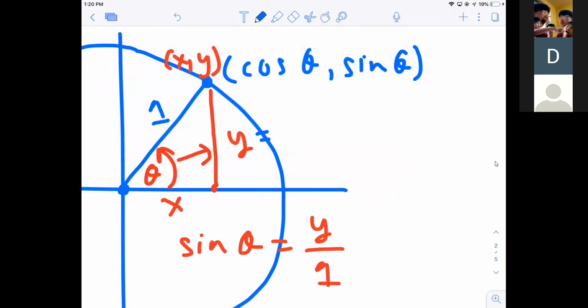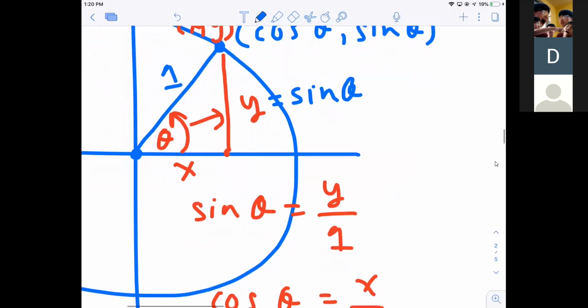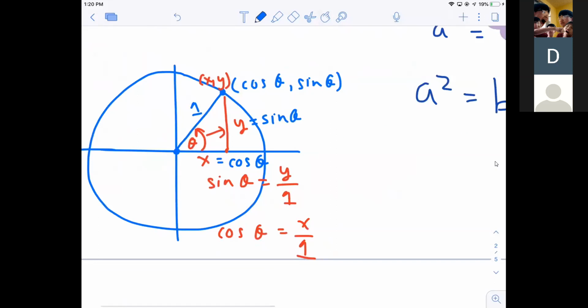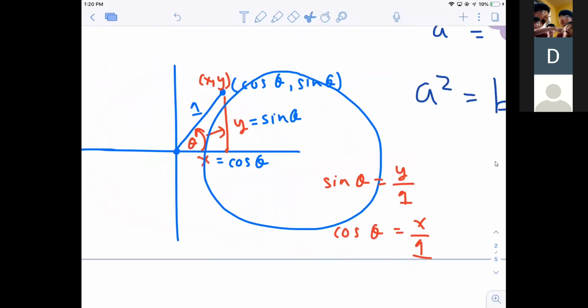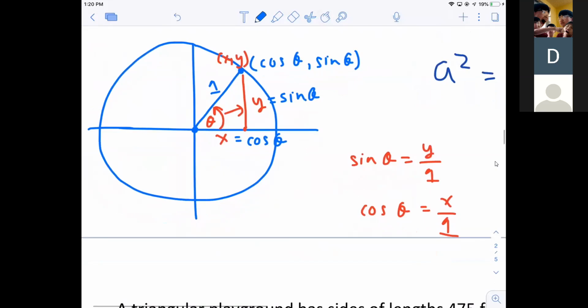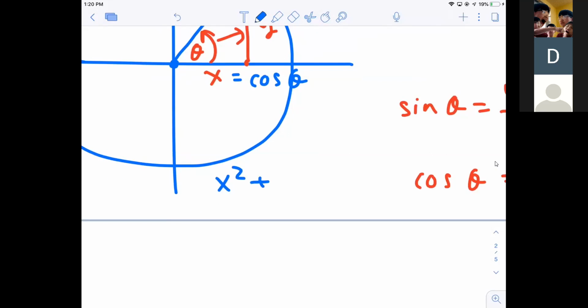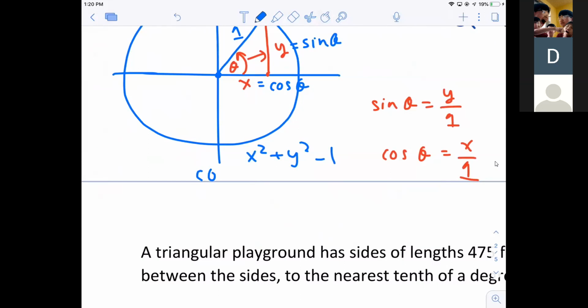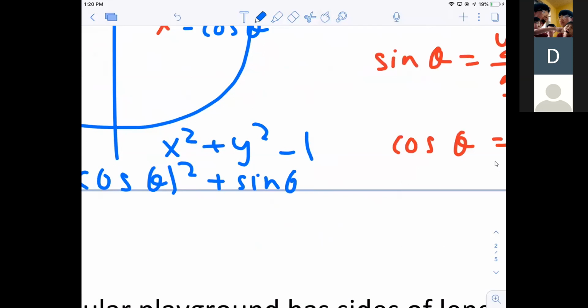All right, so that y is equal to sine theta, and this x is equal to cosine theta. So how are we getting cosine theta squared plus sine theta squared equals 1? The Pythagorean theorem, right? If I use the Pythagorean theorem now, do you guys see that we get this identity? We get x squared plus y squared equals hypotenuse squared, which is 1. Or we can say cosine of theta squared plus sine of theta squared is equal to 1.